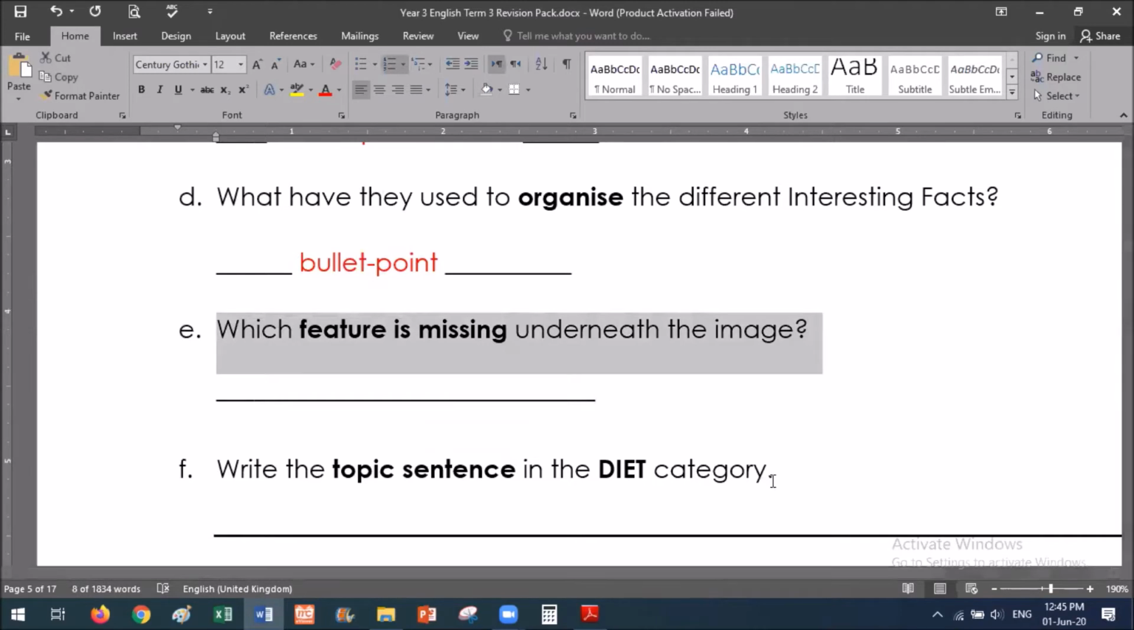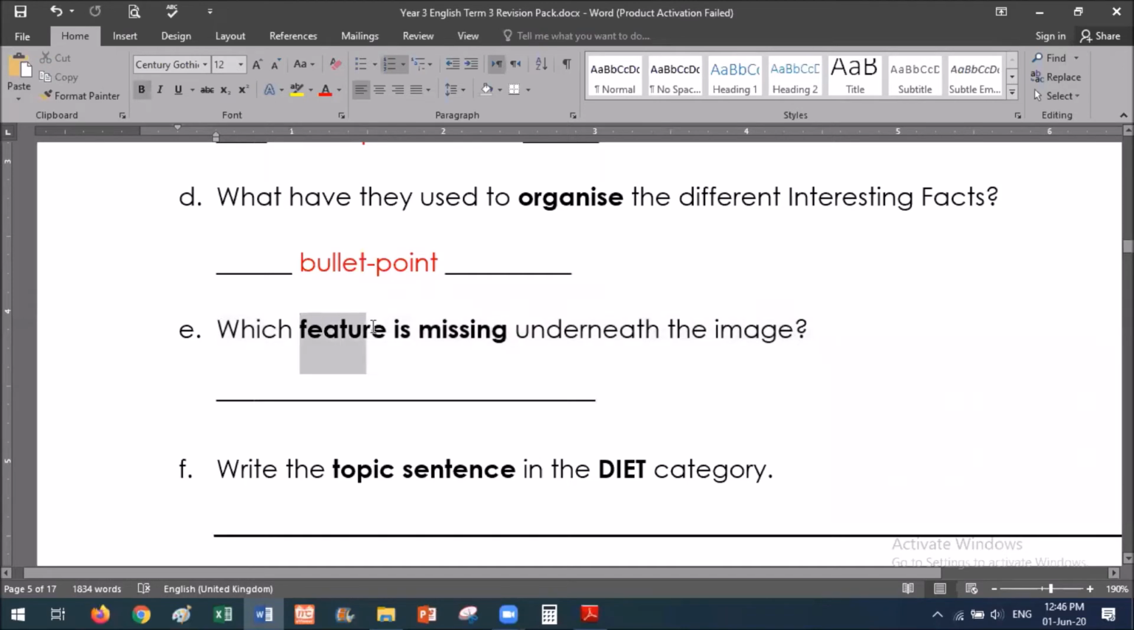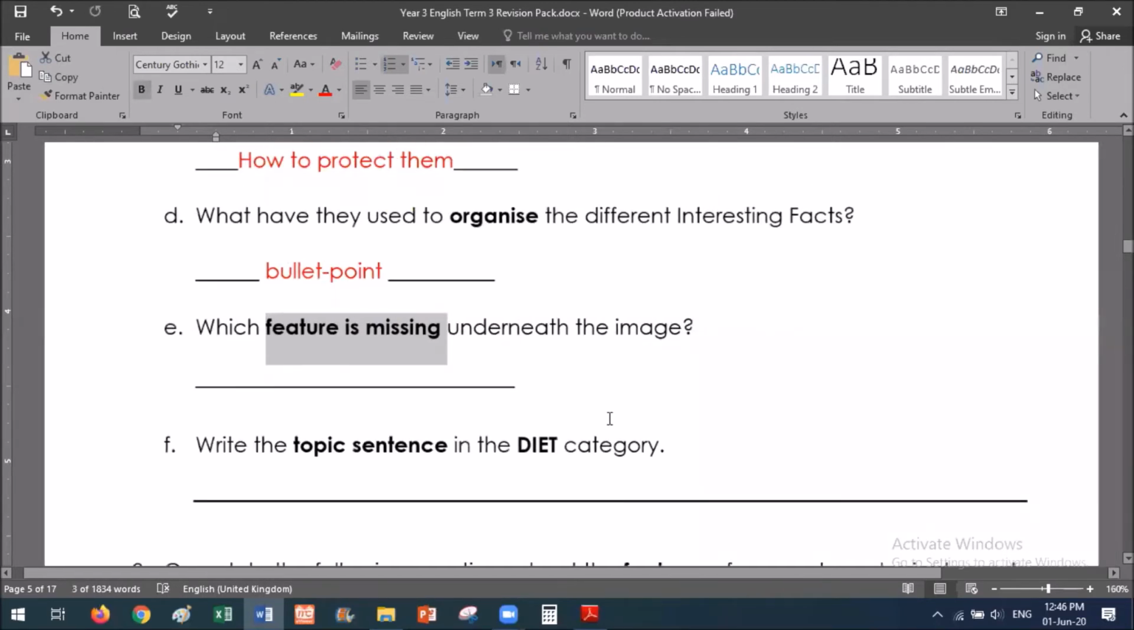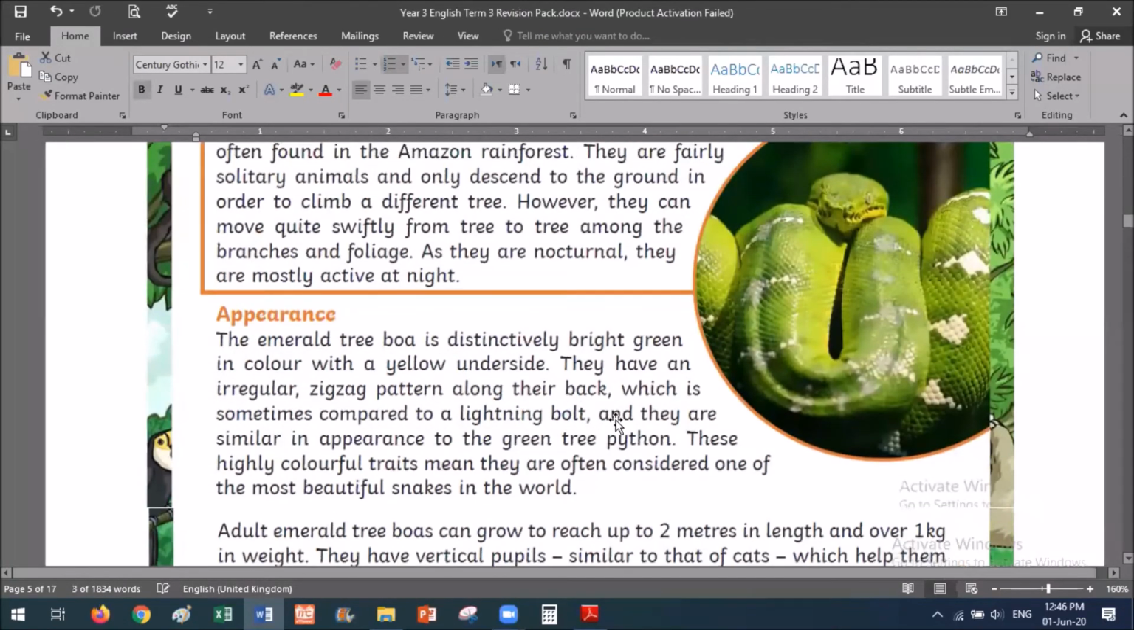Which feature is missing underneath the image? Underneath the image. Okay, so which feature is missing? There is something missing underneath the image. Let's have a look at the image.